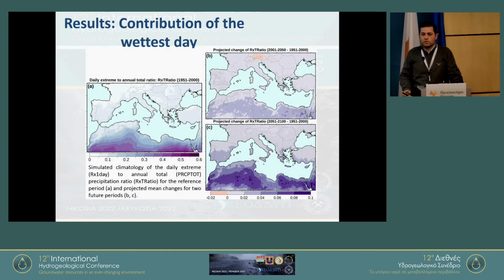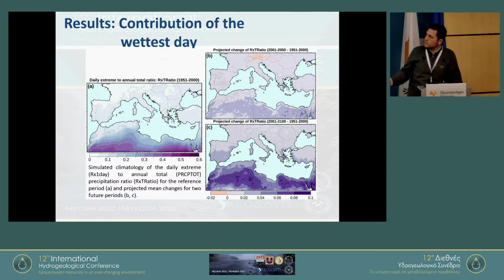Finally, we have assessed the contribution of the wettest day per year to the annual precipitation budget, and we see it here for the reference period, particularly for parts of Northern Africa. There is a great contribution of the rainiest day in the year to the total precipitation budget, and this value can be higher than 50% of the annual precipitation budget.